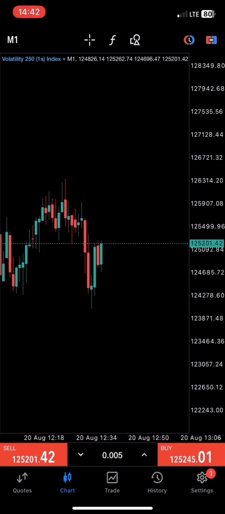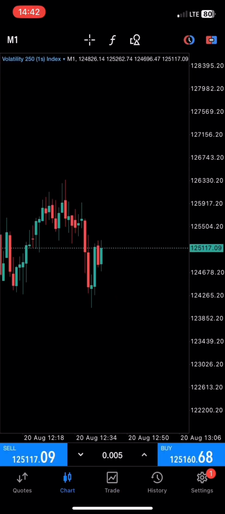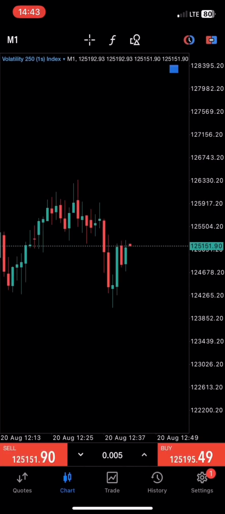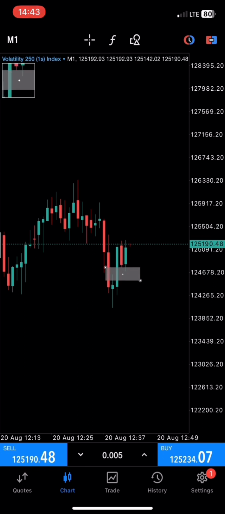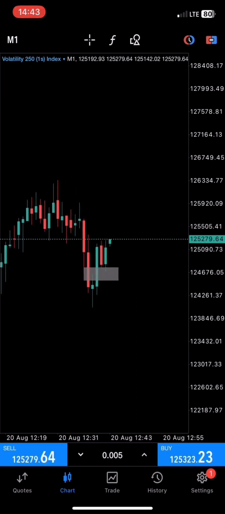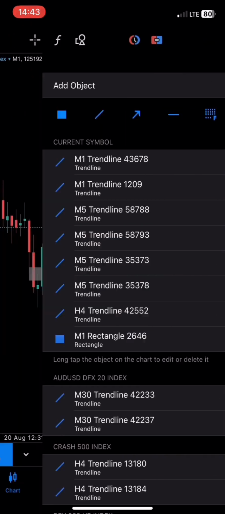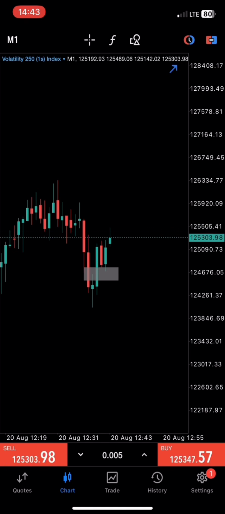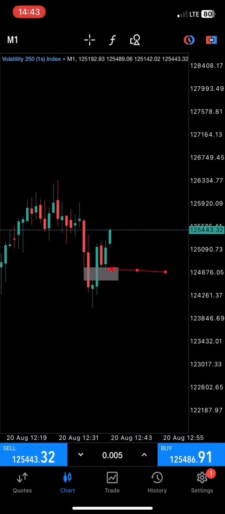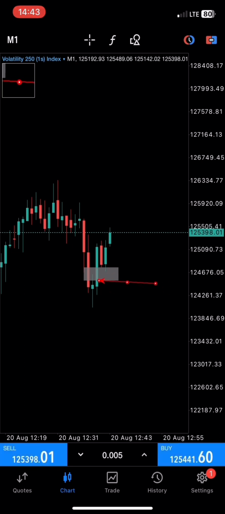I used Volatility 250. Let me show you how. You see right there, that is where I had put my buy position, because on the shadow zone area there is a lot of resistance. So it was going down. I knew it wasn't going to break that point going downwards. It was going to retest and then go up.